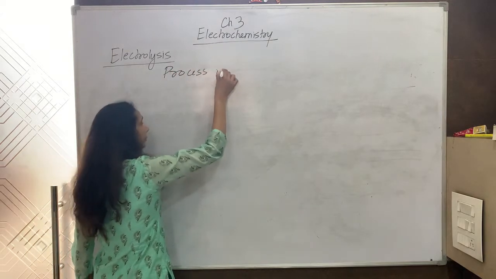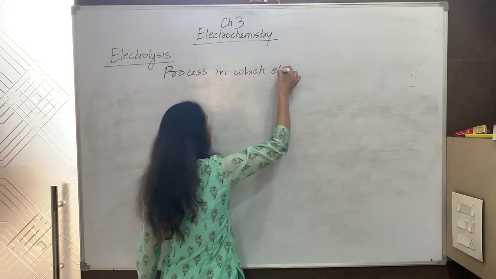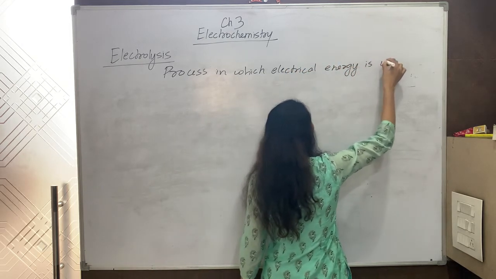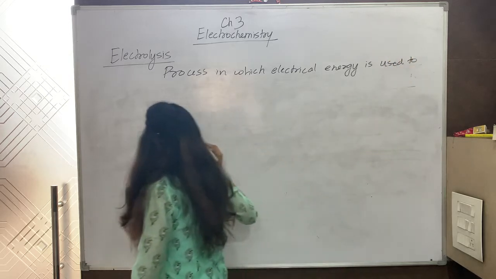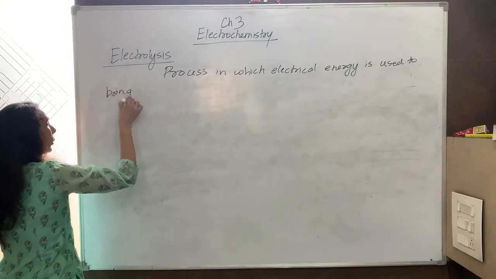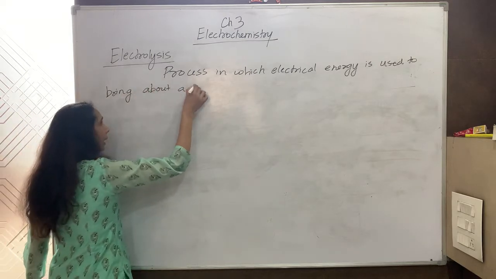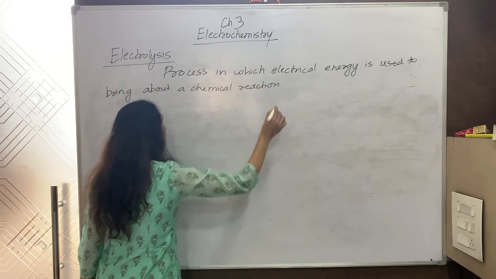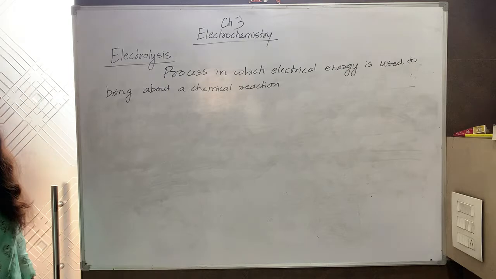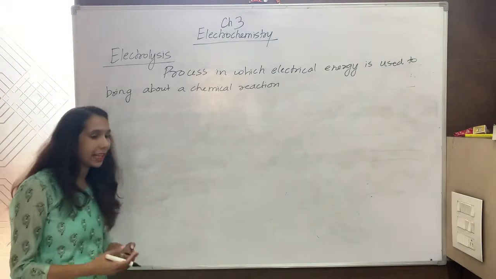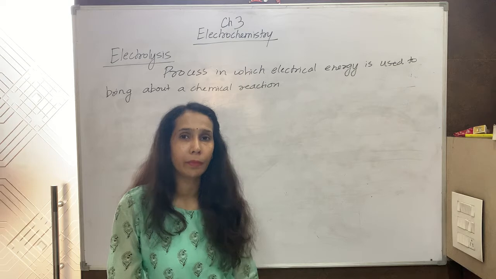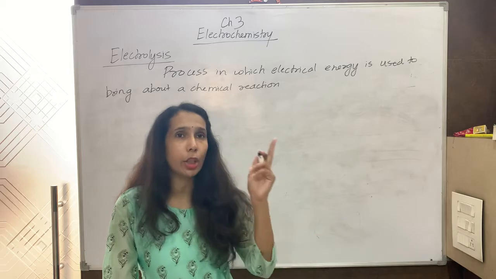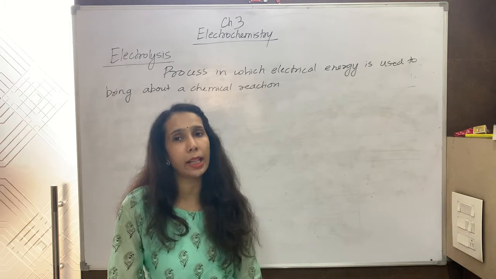Process in which electrical energy is used to bring about a chemical reaction. That means we will give electrical energy and it will be converted into chemical energy. And this process takes place in a device which is called the electrolytic cell. The device used to convert electrical energy to chemical energy is an electrolytic cell.